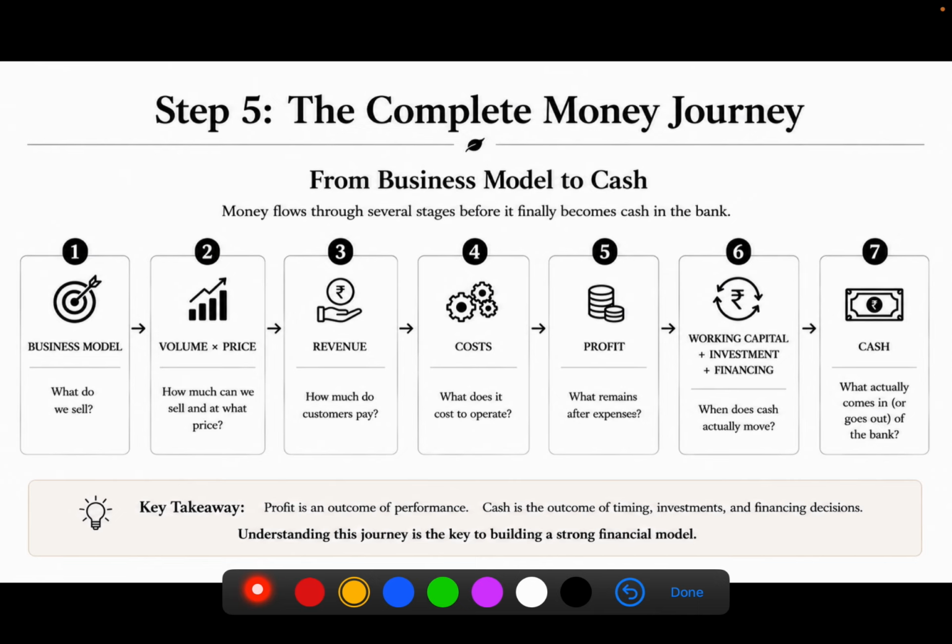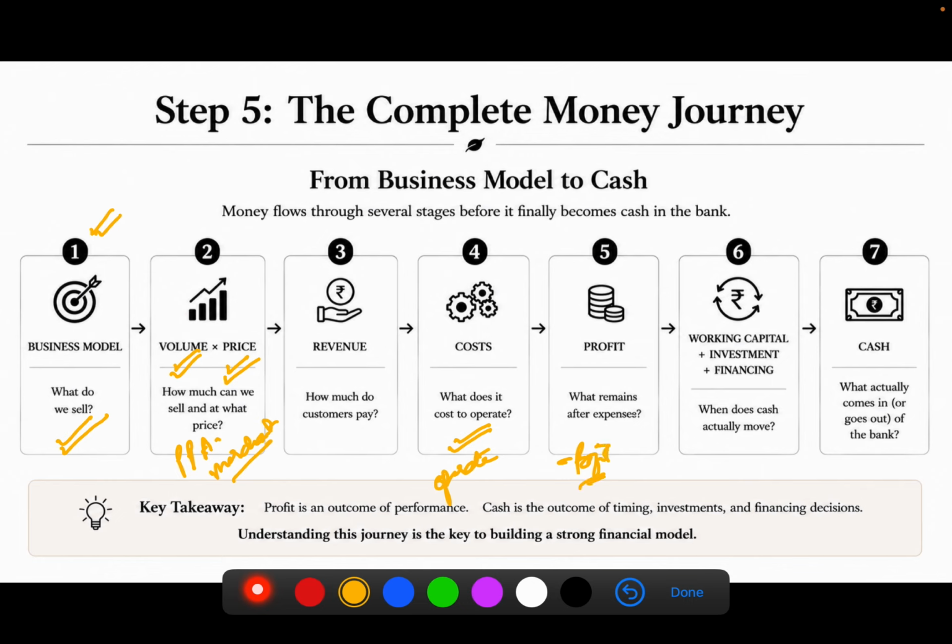We start with a business model, like what do we sell? What is this business about? Then we think about the volume and the price, whether the price will be set by a PPA or whether it will be decided by the market. That gives us revenue. From revenue, we deduct all the costs which are required to operate the day-to-day operations of business. And after deducting that, we arrive at profit.